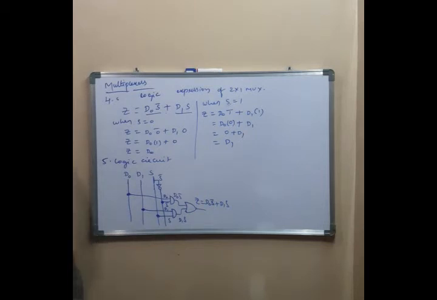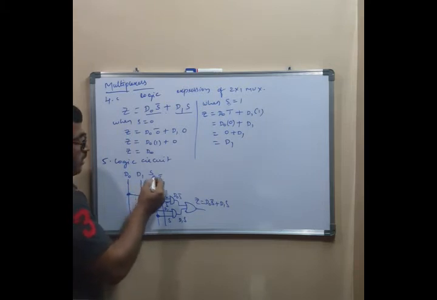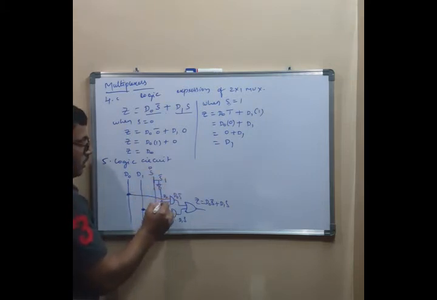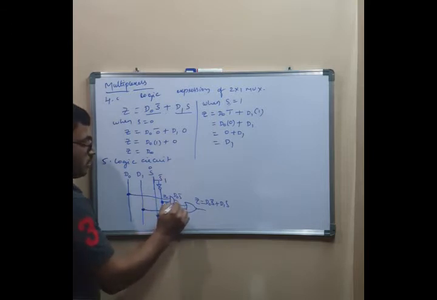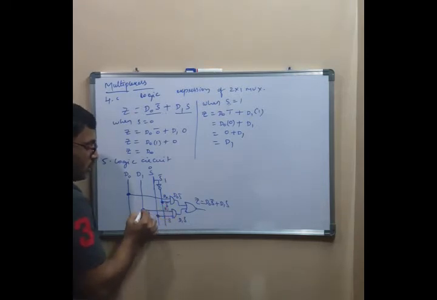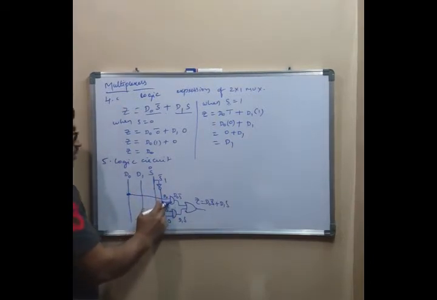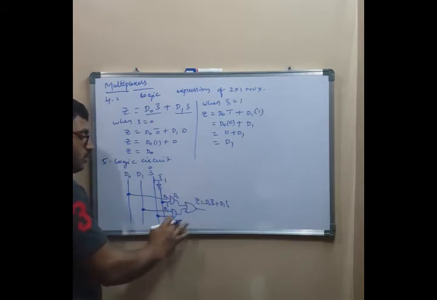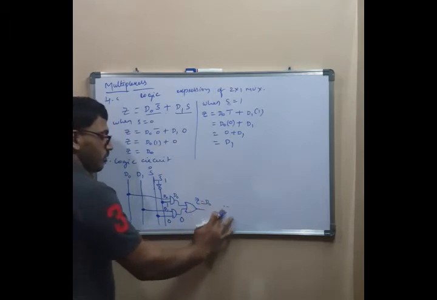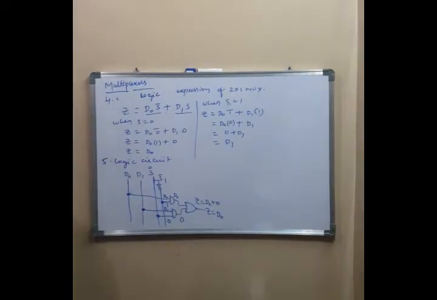If you want to verify the same, you can verify. When S is 0, S bar will become 1. So here it will be D0 into 1. Here D0 is selected. At this end you will get D0. Next, here you have D1 and you have 0, D1 into 0. In the previous AND gate, this is D0, this is 1. So D0 into 1 is D0, D1 into 0 is 0, D0 plus 0 is equal to D0. Like this you can verify. And this is the basic 2 into 1 mux.